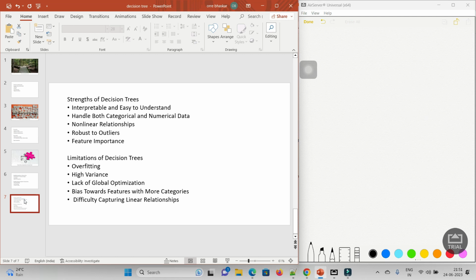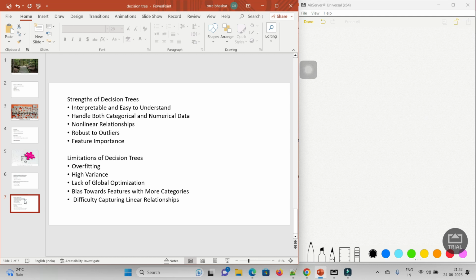Next is high variance. Decision trees are sensitive to small change in data. A slight modification in the training set can lead to significantly different tree structures. So the variance is high. Small change in data will lead to different results. The model will change, the output will change. That's why it's high variance. Next is lack of global optimization. So decision tree is all about local decision boundaries, not global decision boundaries. Yes, you know, it's a greedy technique. So it will see the immediate instance.